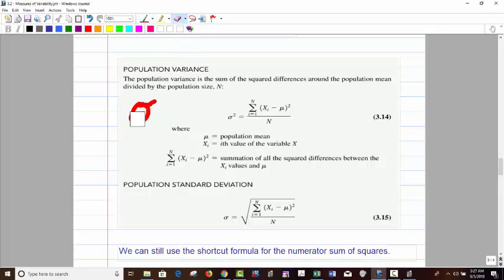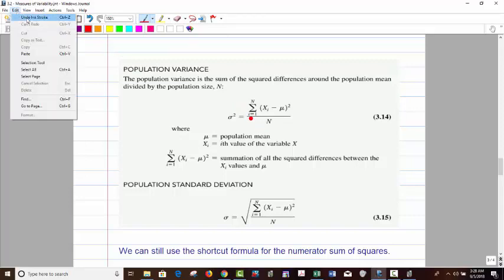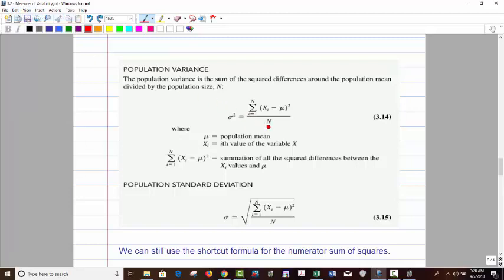So other than the slight notation changes, it's sigma squared instead of s squared, and we have mu here instead of x bar, but they're still the means. And the population size is denoted by capital N instead of lower n. But it still just means how many numbers you have. That's all it really means. Now notice, here's the difference: we divide by N instead of n minus 1.